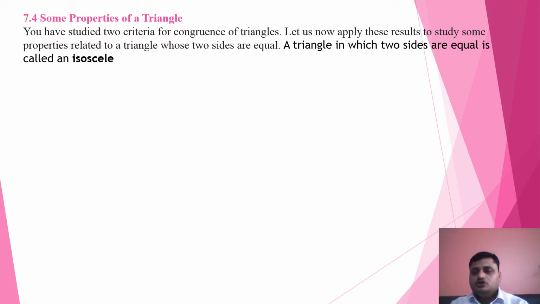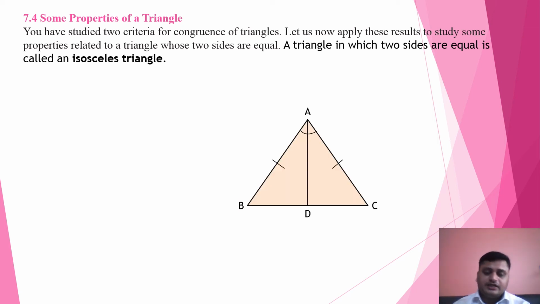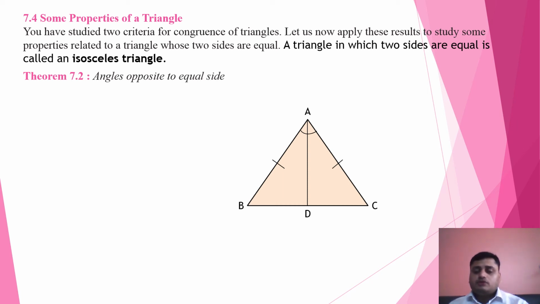A triangle in which two sides are equal is called an isosceles triangle. Which type of triangle is it called? It is called an isosceles triangle. So a triangle in which two sides are equal is said to be an isosceles triangle. This is a very important theorem because its application is there in the next exercise. That's why we are discussing it here. So that is theorem 7.2.